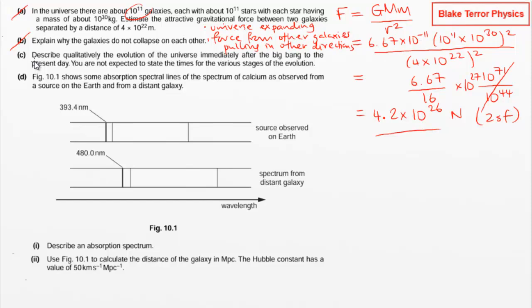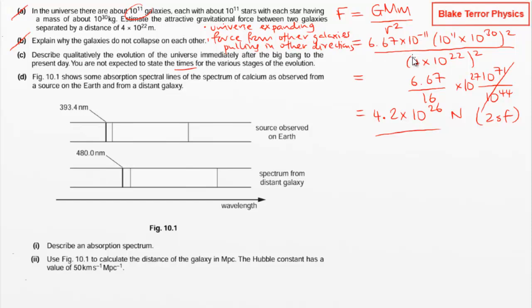C, describe qualitatively, always a difficult one to say, the evolution of the universe immediately after the Big Bang to the present day. You are not expected to state times, good, for the various stages of the evolution. Right, again, people sometimes leave stuff out of these descriptions because it can seem maybe a little obvious, some of the statements that you get marks for.